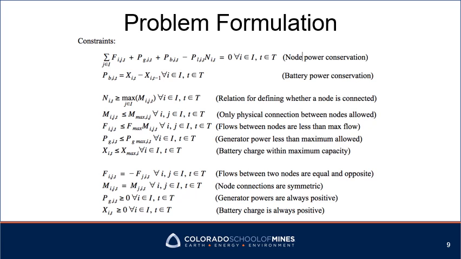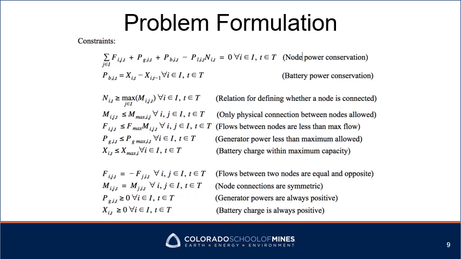So each of these constraints are also convex and linear. I'll go through these quickly. The first two are just power conservation, so power conservation for each of the 8 nodes, and then also for each of the battery systems. We also have a relationship for determining whether the node is on or off. A bunch of constraints based on maximum amounts: maximum flow, maximum generation for each of the generators, and then maximum charge of the battery.